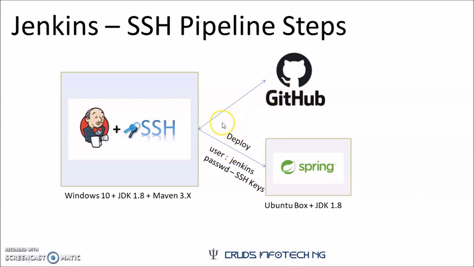which will use a user credential in the first place, maybe a username and password of this remote box, and also an SSH key that I'm going to generate. So Jenkins will use both these methods, thereby gaining access into this particular box, and then copy a jar file, run a few commands, and somehow ensure that the application is eventually deployed on this box.